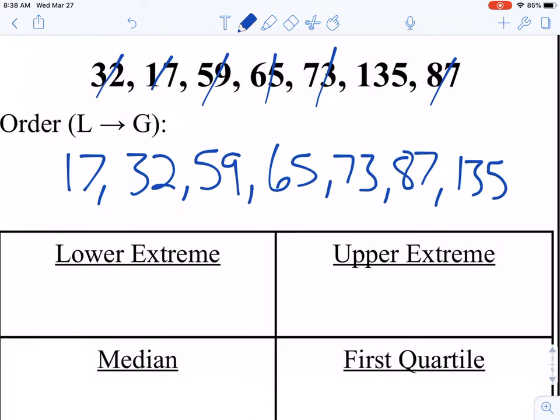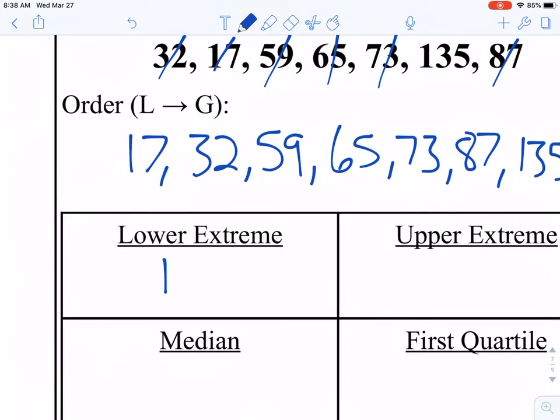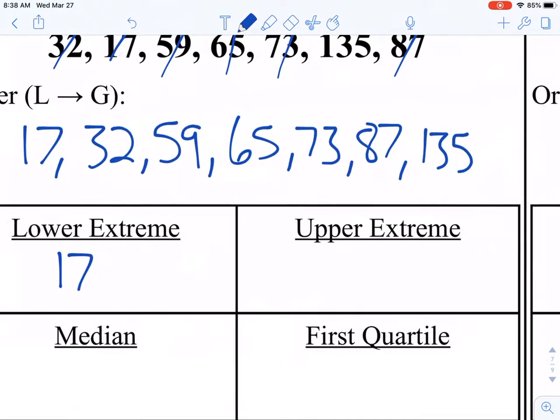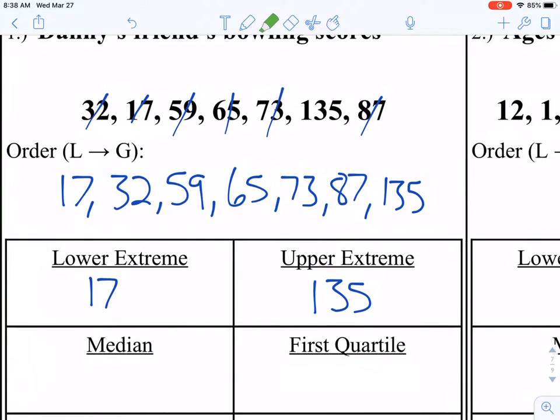The nice thing about ordering them from least to greatest is you automatically see your lower extreme is 17, your upper extreme is 135. Then you go to find your median, and I'm going to use a highlighter. So I'm going to cross out, and cross out, and cross out, and then it's our middle number, so that's 65.